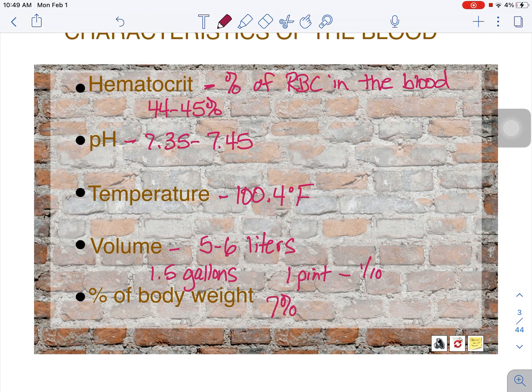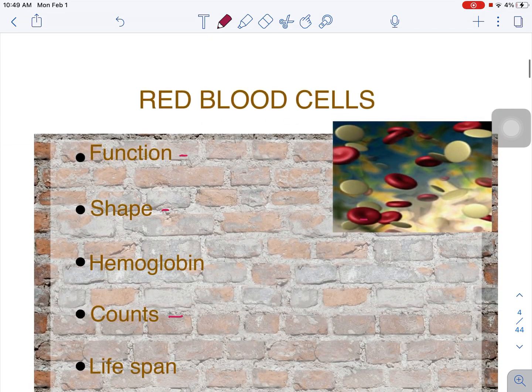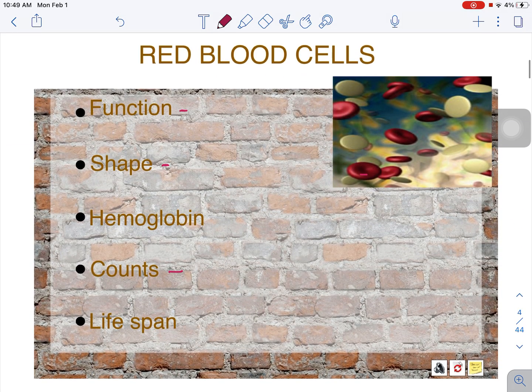So basically when I step on the scale, 7% of our body weight's due to the blood. All right, so those are just some general characteristics of the blood as a whole. So what I want to take a look at then today are red blood cells. In this part of the video, I'm just going to concentrate on red blood cells, and then I'll do a separate video on white blood cells, and then one on platelets.